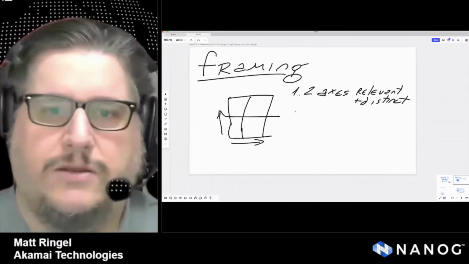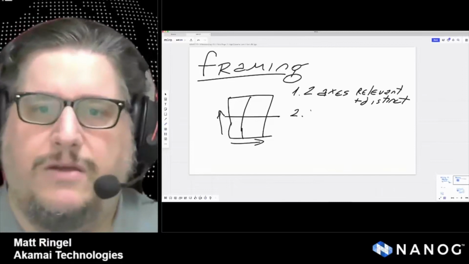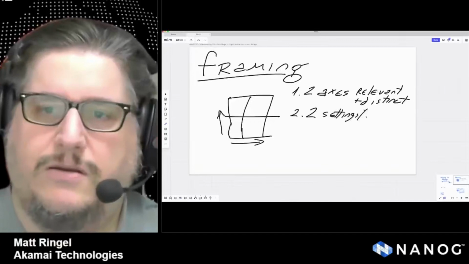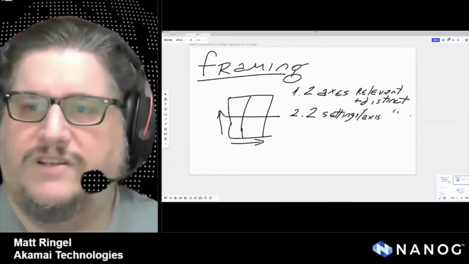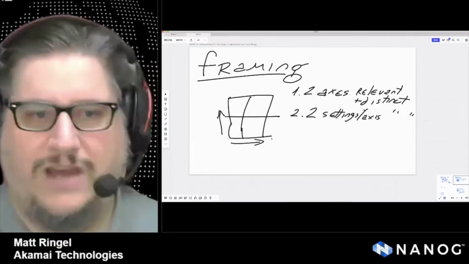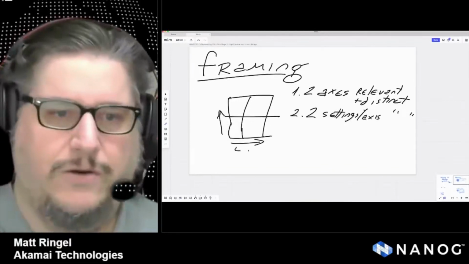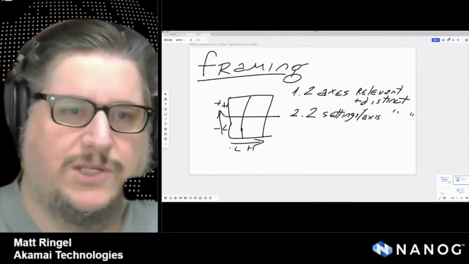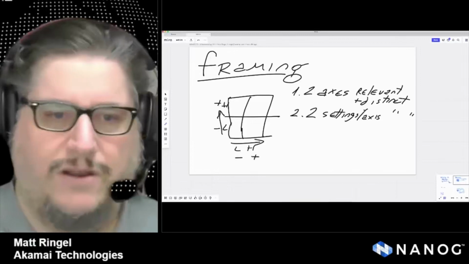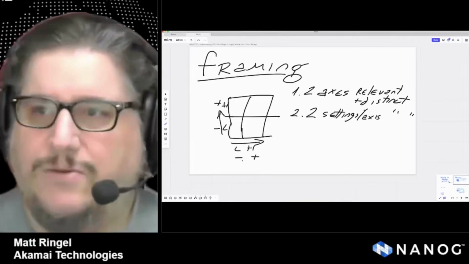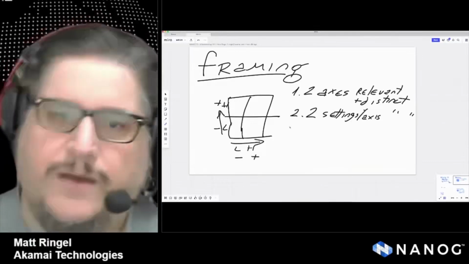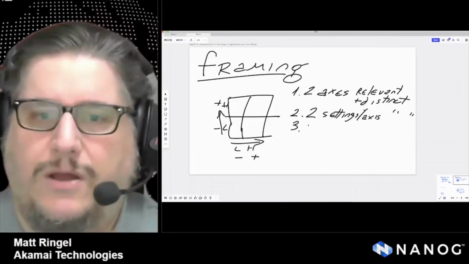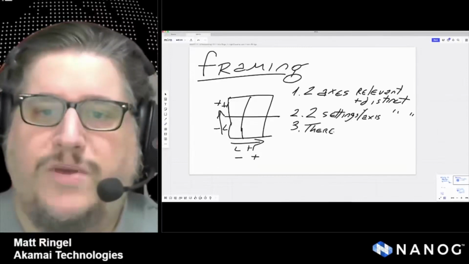Great. 2, there are 2 settings on each axis that are relevant and distinct, right? You've got low and you've got high. You've got low and you've got high. So low, high, low, high. I mean, this could be minus, plus, and minus, plus if you want. It could be whatever you want. But in the end, there's only 2 settings on each axis, and there you go. 3. There are only 4 permutations that matter.